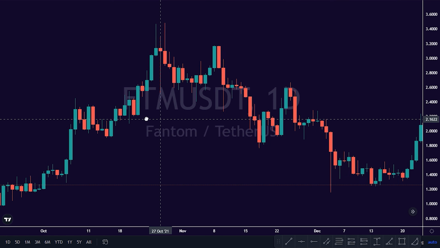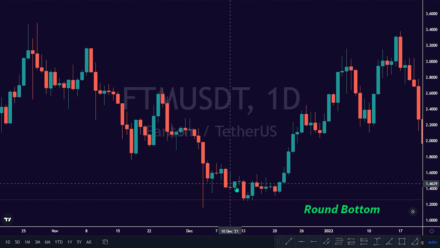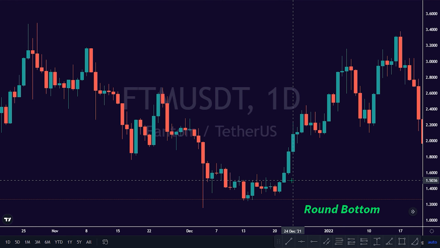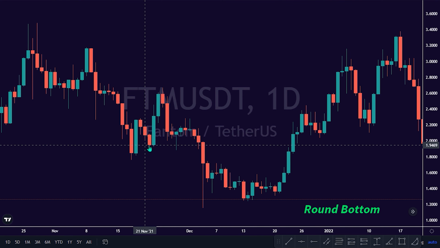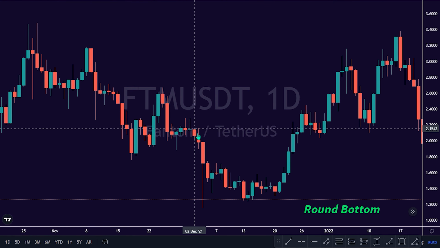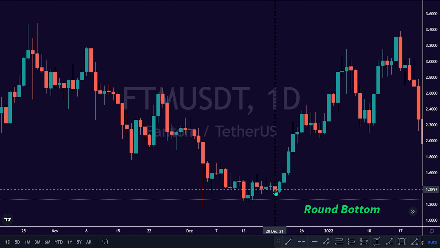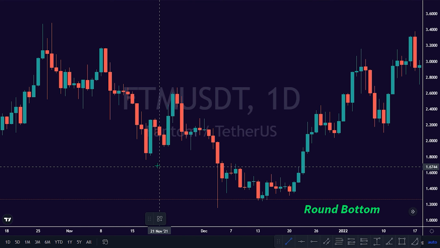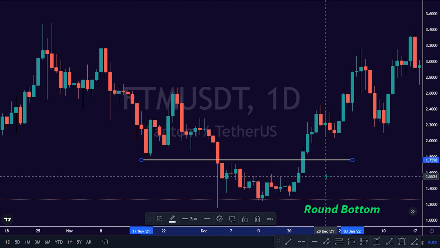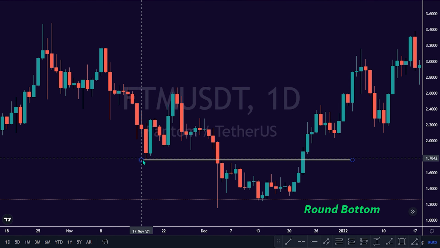Now let's see how to trade the opposite of the rounded top, which is the rounded bottom. Here's the daily chart of Phantom paired against USDT. As we can see, price was in a strong, continuous bearish movement downward. This price movement is the downtrend. And price got to a medium of consolidation here. The price level of $1.7 acted as the resistance for this consolidation phase here, and as a previous support for the last lower low swing here.